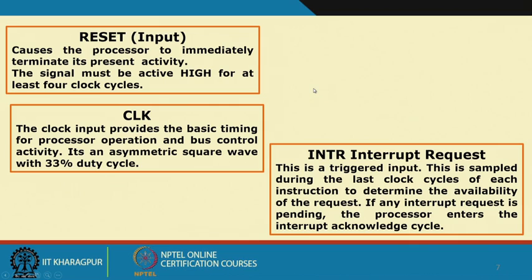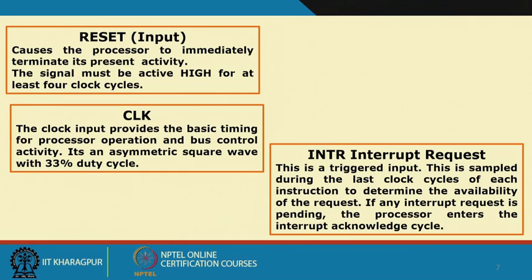Then there is one interrupt request pin, INTR. This is similar to the INTR pin that we have in 8085. It is a level triggered input, and it is sampled on the last clock cycle of each instruction to determine the availability of a request. Similar to 8085 again, that interrupt line will be sampled on the last clock cycle. If on that clock cycle it finds that an interrupt has come, then only this interrupt line will be sensed.